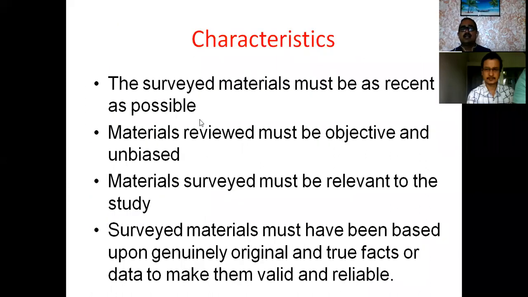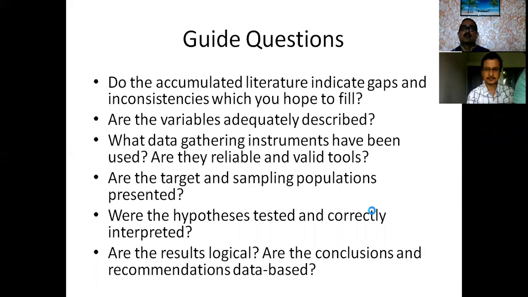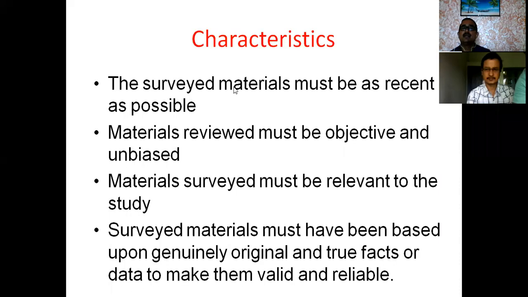So these are the characteristics of some literatures which are to be selected. You see, the surveyed materials must be as recent as possible. It is not that only recent things are important. I am telling you about recent research works, but sometimes please keep it in your mind that the established research work of the past, very old time, may also be very important.